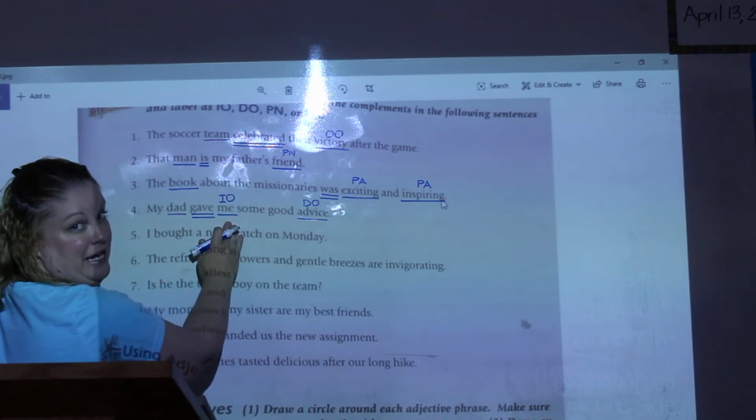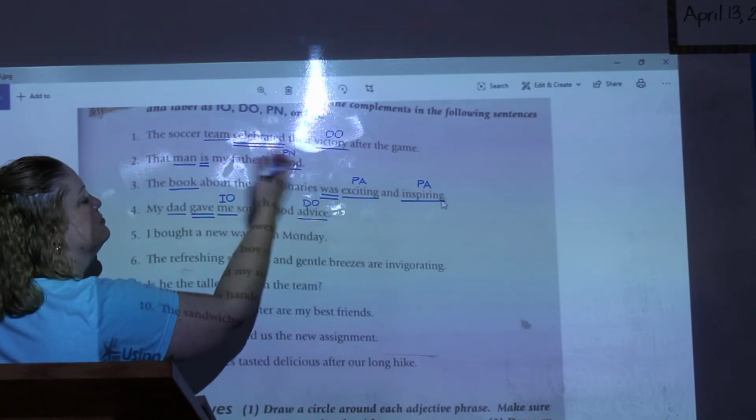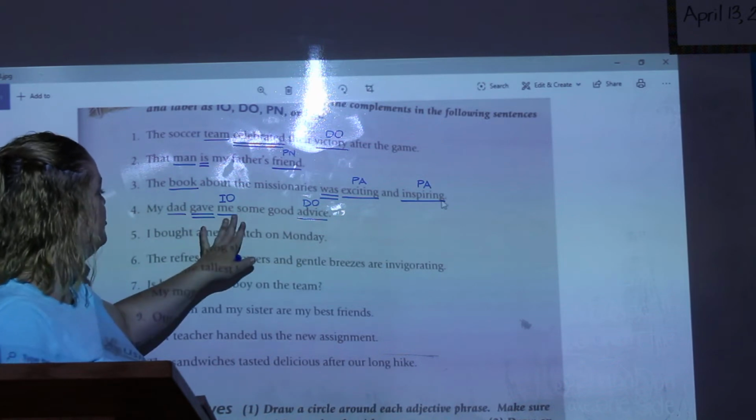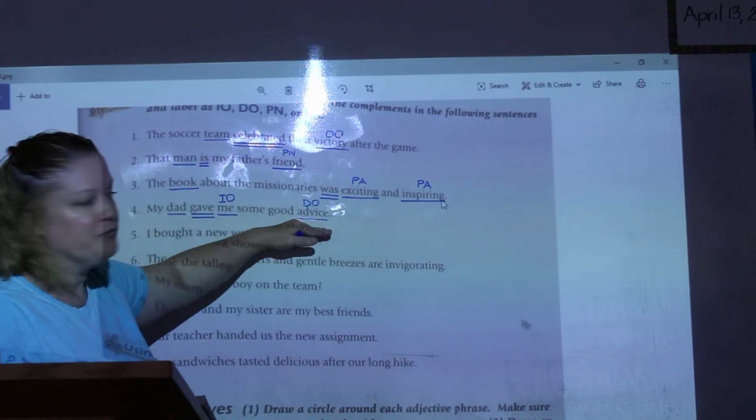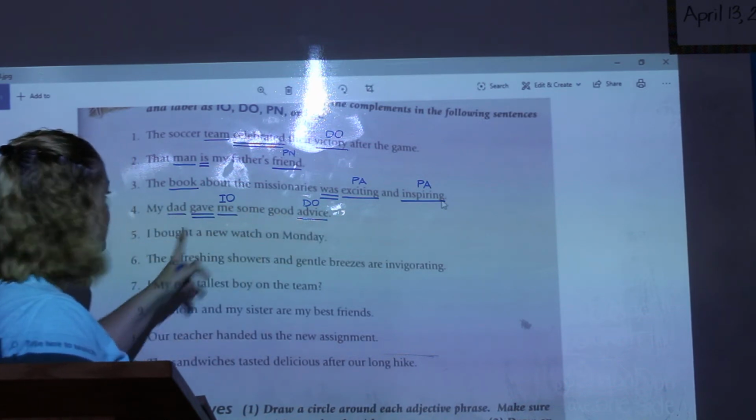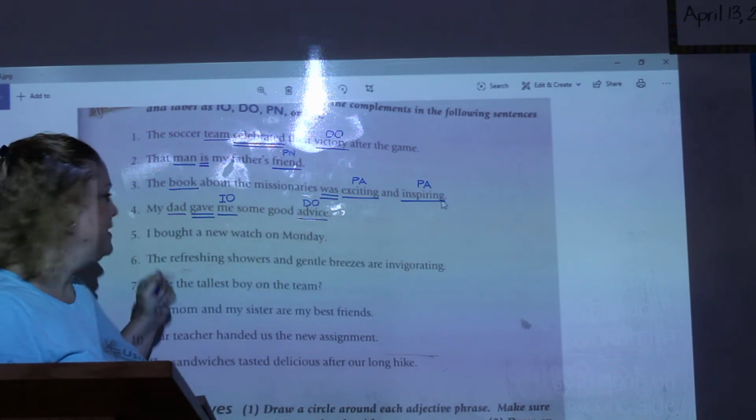My dad didn't give me. He gave advice to me, all right? The indirect object always comes between the action verb and the direct object if it's in there. It will never be in any other place.